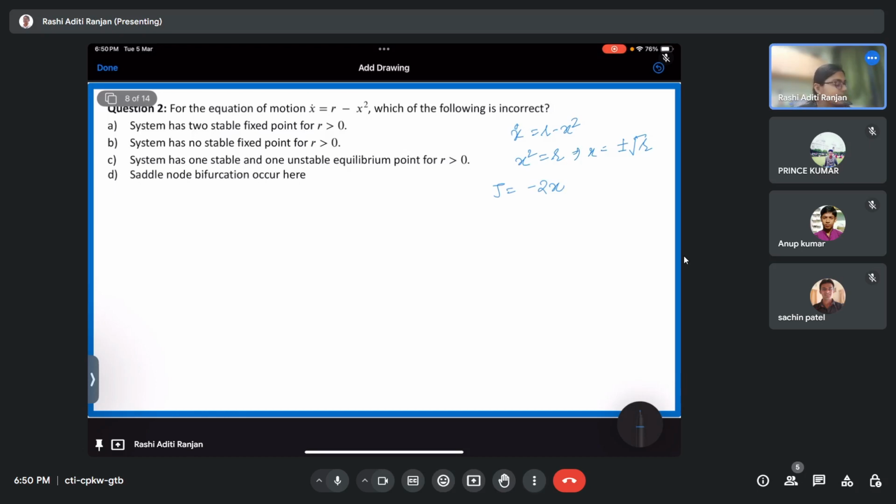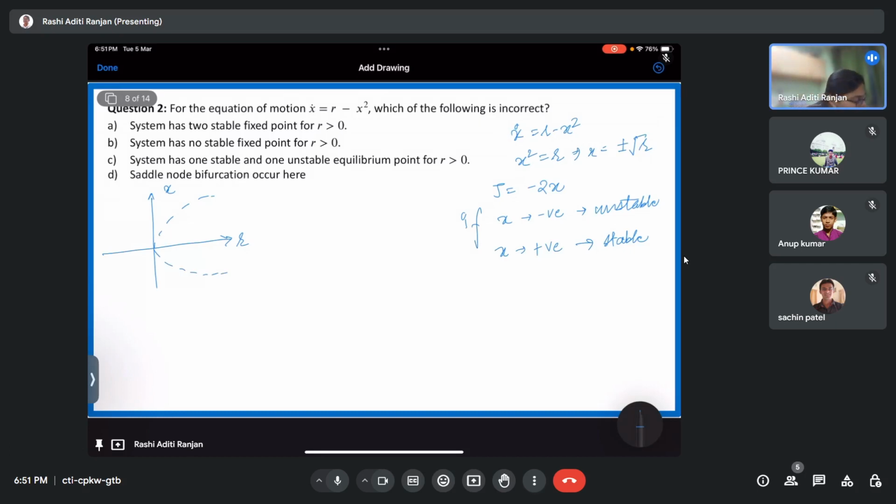So from here you can see that if my x is negative, it will be unstable. Why? Because my Jacobian is positive. And if my x is positive, it will be stable. And if I want to plot it, this is r and this is x. Okay, so till r is equal to 0, I'm going to have no fixed point. And after r increases from 0, I'm going to have two fixed points. Now among them, which one is stable and which one is unstable?